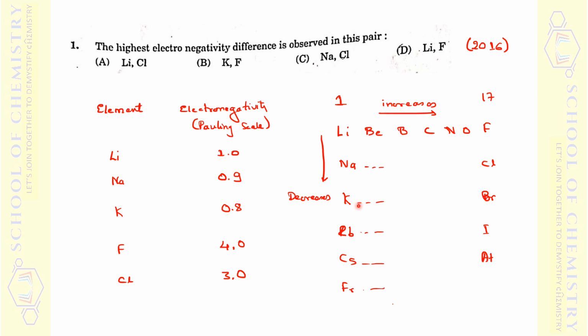From that perspective, if you look at fluorine here, we can easily say that it is the most electronegative element, and among the given species, the less electronegative species will be potassium. So if you consider potassium and fluorine, definitely the electronegativity difference will be high. On that basis the question can be answered, and the answer for this question will be option B, K and F. Let's move on to the next question.